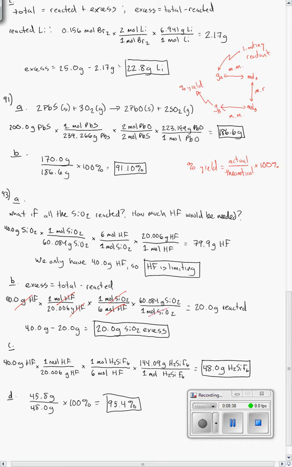So the mass that's left over is equal to what we started with minus the amount that reacted. 40 grams minus 20 grams. We have 20 grams of SiO2 left over.